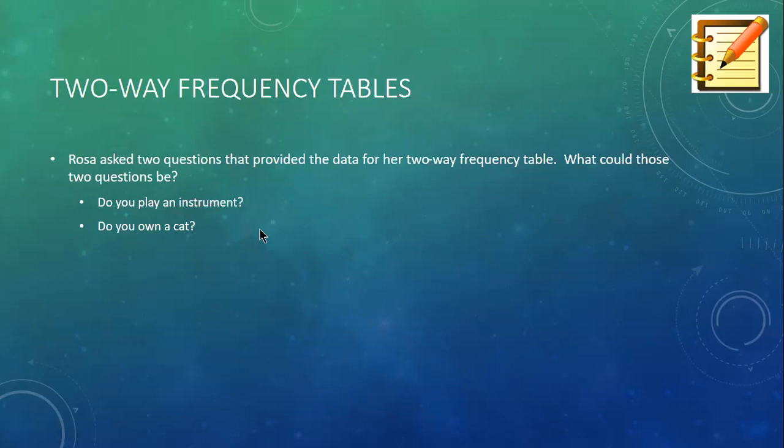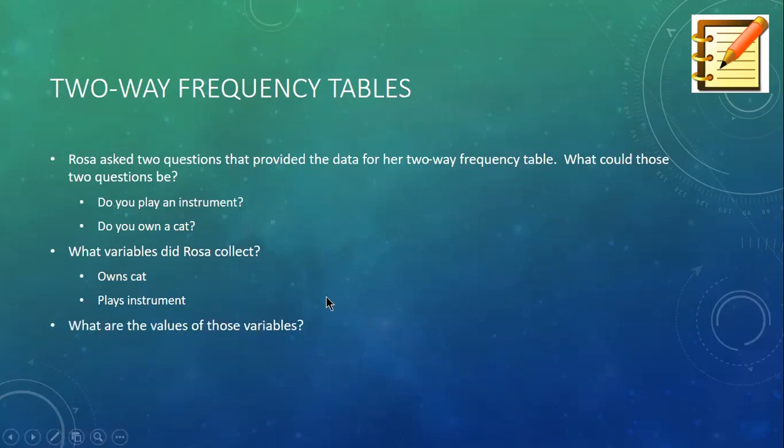So her two variables here are very simply playing an instrument and owning a cat. So her two variables are owns a cat and plays an instrument. So when she asks this question, if you ask someone, do you play an instrument? What are the possible values for that variable? What are the possible responses? Like if I asked you, do you play an instrument? Or if I asked you, do you own a cat? What are the values for those variables?